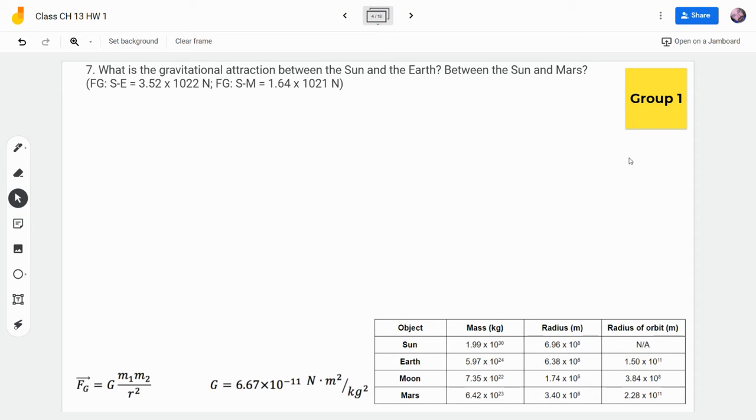Hi, Physics, Mr. Janowski. This is Chapter 13, Homework 1, Problem 7. What is the gravitational attraction between the Sun and the Earth and between the Sun and Mars? So, we're looking for two different things here.